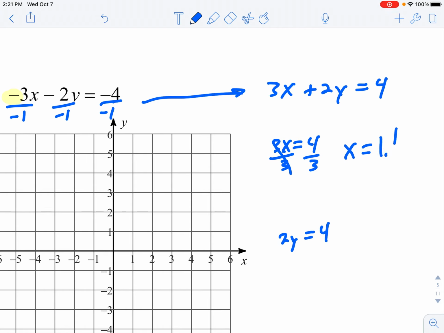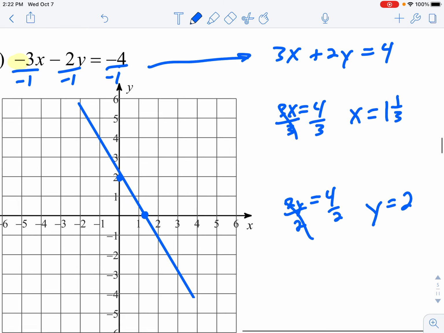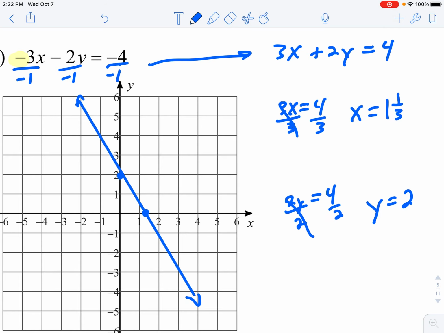4/3 is the same thing as 1 and 1/3, not 1.1/3. Geez, where did I learn math? 1 and 1/3. This one, divide by 2. 4 divided by 2 is 2. So my x is going to go right about there, 1 and 1/3. Y is at positive 2. Connect the dots as good as I can. And that's a fairly straight line.